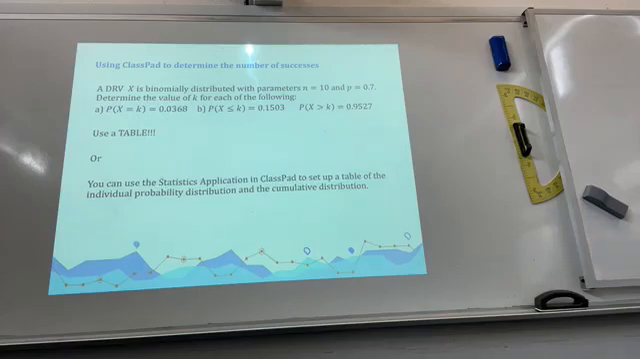Say we are given parameters n and p, n equals 10, p equals 0.7. How do you determine k? Can you just use the graph and trace it? No. Let's think about two ways. We're going to use the stats application, and the table.